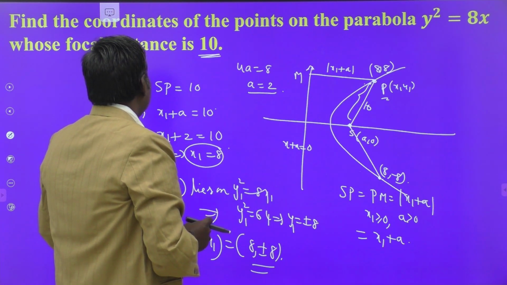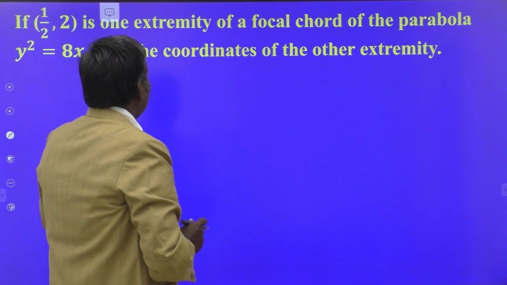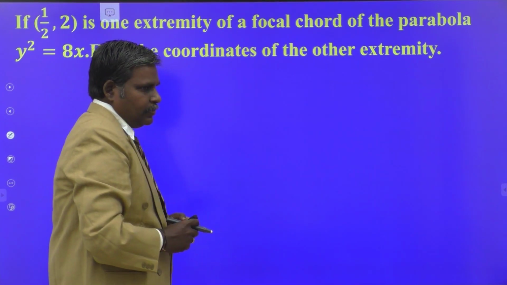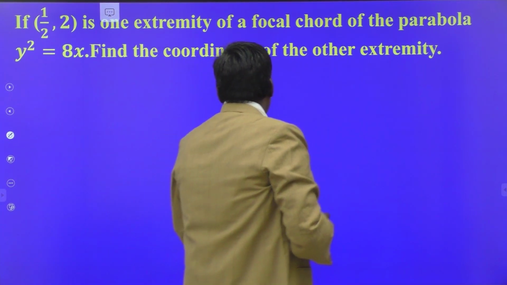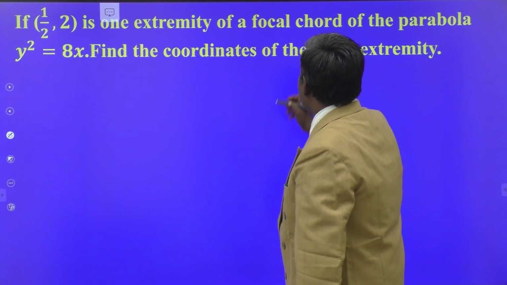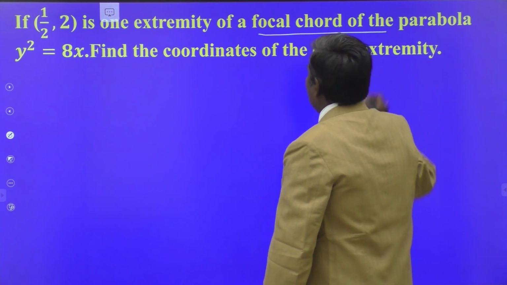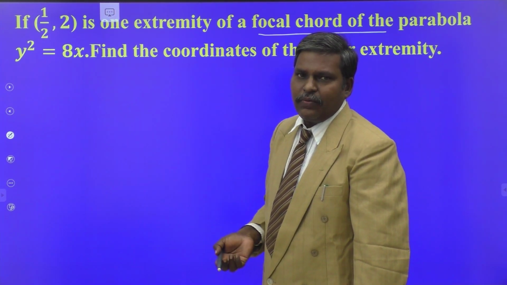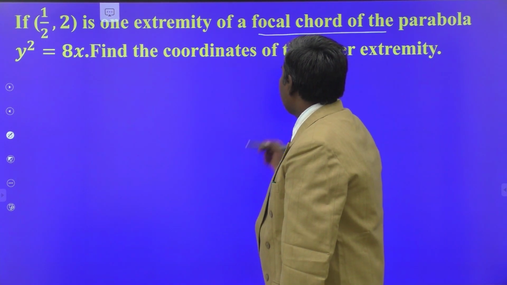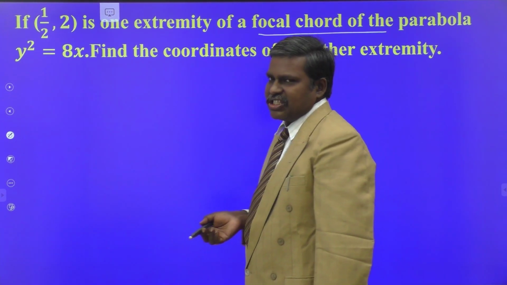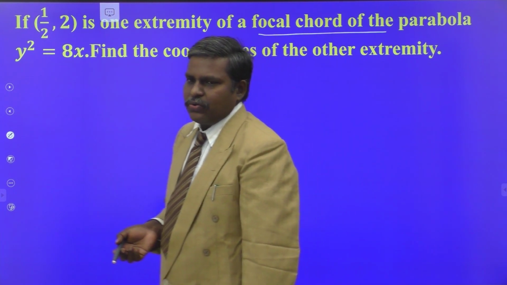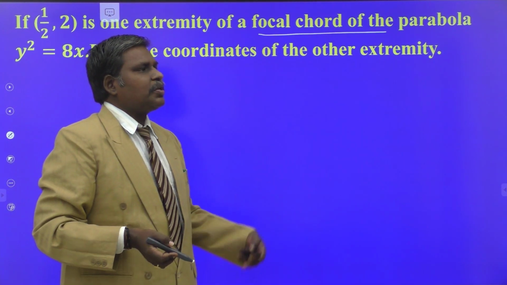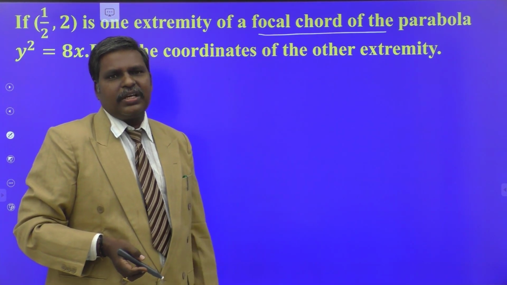Next one. This is the problem. What is that? 1 by 2 comma 2 is one extremity of the focal chord of the parabola y square is equal to 8x. One extremity, we mean one end of the focal chord. Find the coordinates of the other extremity. It is also a very simple question for you. One extremity is given to you. You have to find out the other extremity.